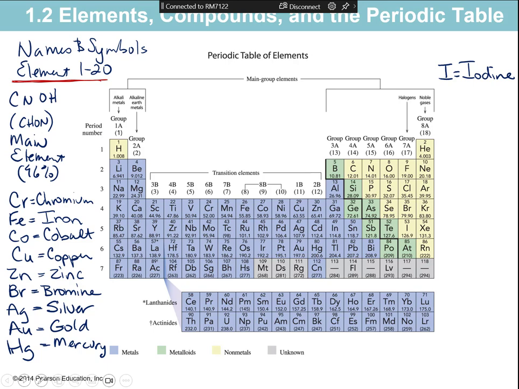So that includes elements 1 through 20. By saying 1 through 20, that is that number above the symbol. So it's really the first 20 across the top. So H is hydrogen, He, helium, then Li, lithium, Be is beryllium, B is boron, C is carbon, then N, O, F.